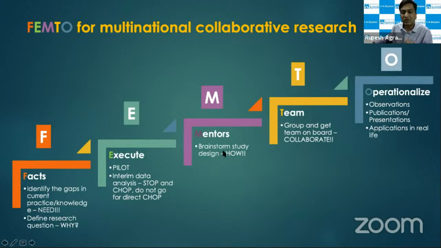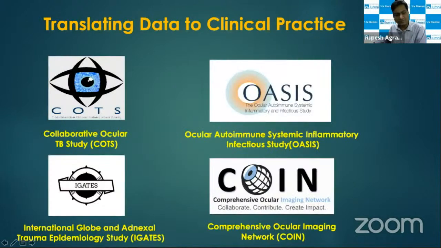And the reason why we need mentors is to brainstorm about a study design. How do you want to go about doing research? Of course, you need a team of all the fellow colleagues to make sure that we all work together. And eventually, this is where we come to operationalize by presenting our observations, by putting them into publications. And when you get a paper like JAMA, this is the end result of the FEMTO.